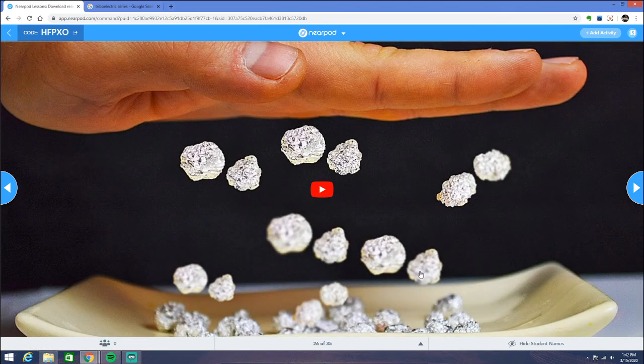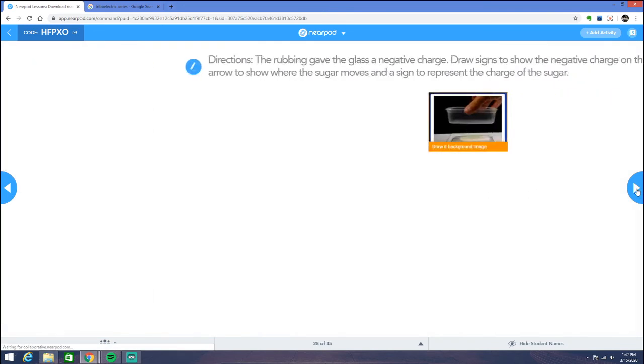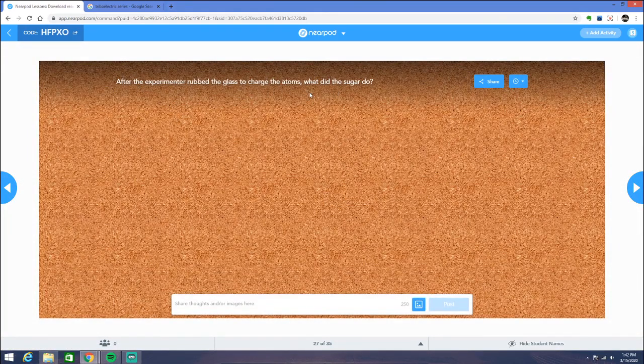This is another video. We've done something like this, I know, in Miss Hobby's class, where you're able to see how objects move when an object is charged. We did something like this when we touched the Van de Graaff and put our hands over pieces of paper and it looked like they were floating. This video is going to show some things like that. There's another collaboration board. We want you to watch that video and then respond right here.